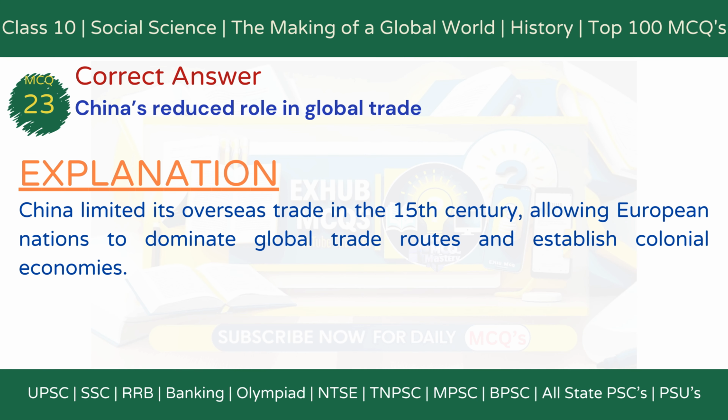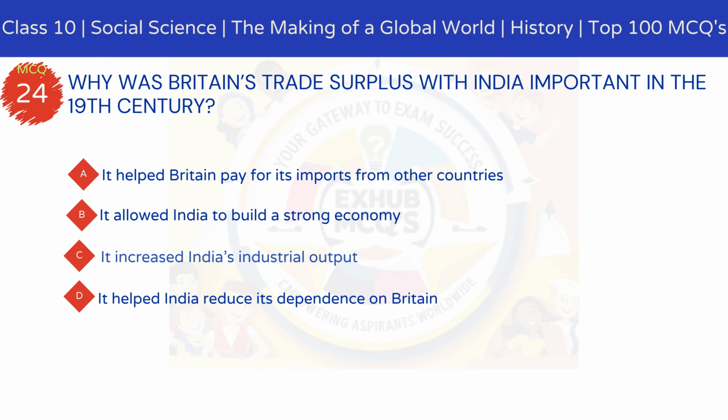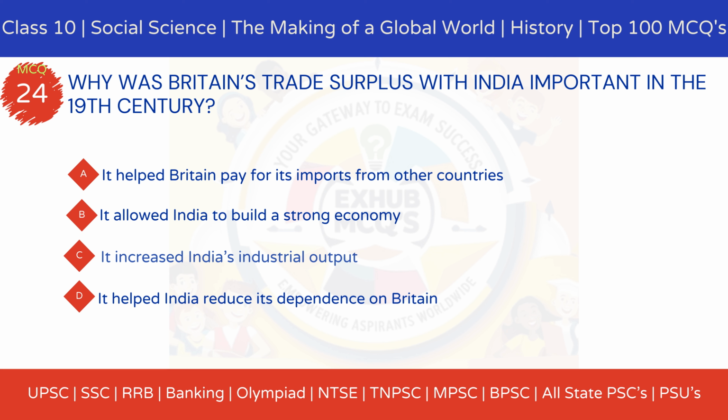The correct answer is option C. China's reduced role in global trade. Explanation: China limited its overseas trade in the 15th century, allowing European nations to dominate global trade routes and establish colonial economies. MCQ 24. Why was Britain's trade surplus with India important in the 19th century?